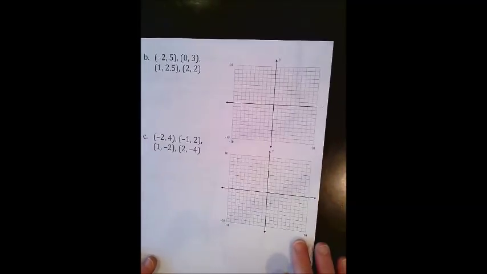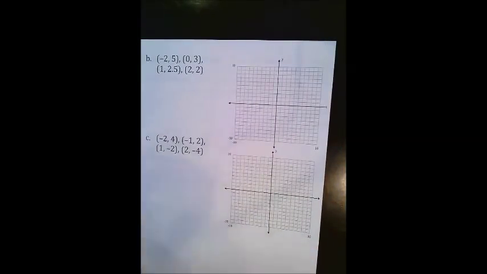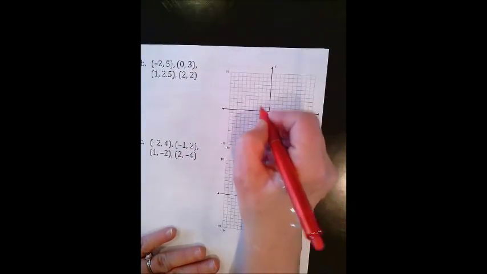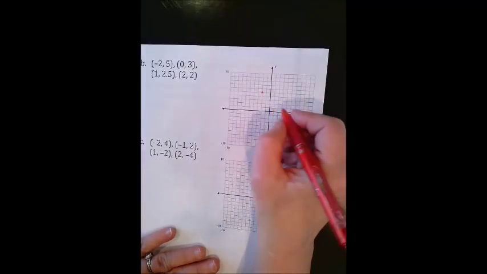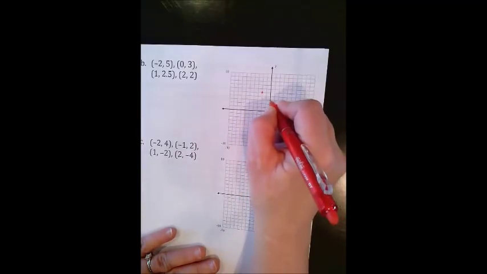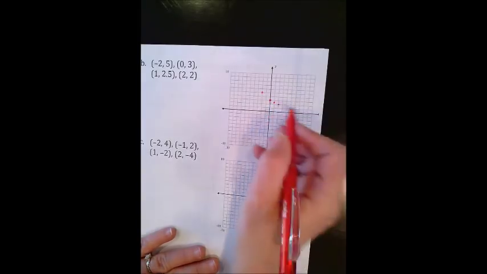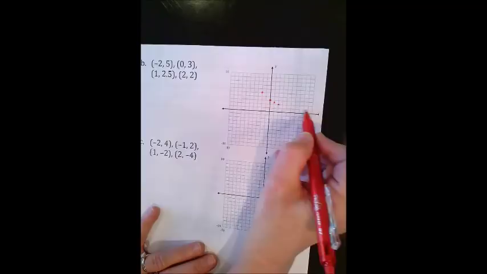Next one we're going to do, again, we look at those points. We don't know until we actually graph the points and we can see how they look. I've got negative 2 and up 5, 0 and up 3, over 1 and up 2.5, and over 2 and up 2. And this is coming down and then starting to slowly change direction.